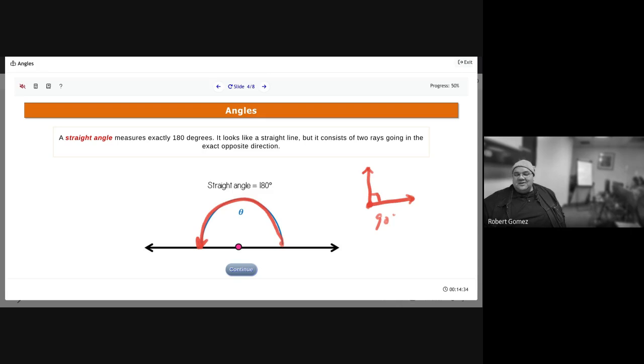Okay, so that would be a 90-degree angle. And why is this 90 degrees, guys? Because if we measured the distance between these two rays with a protractor, we would see that it measures 90 degrees. Okay. All right.